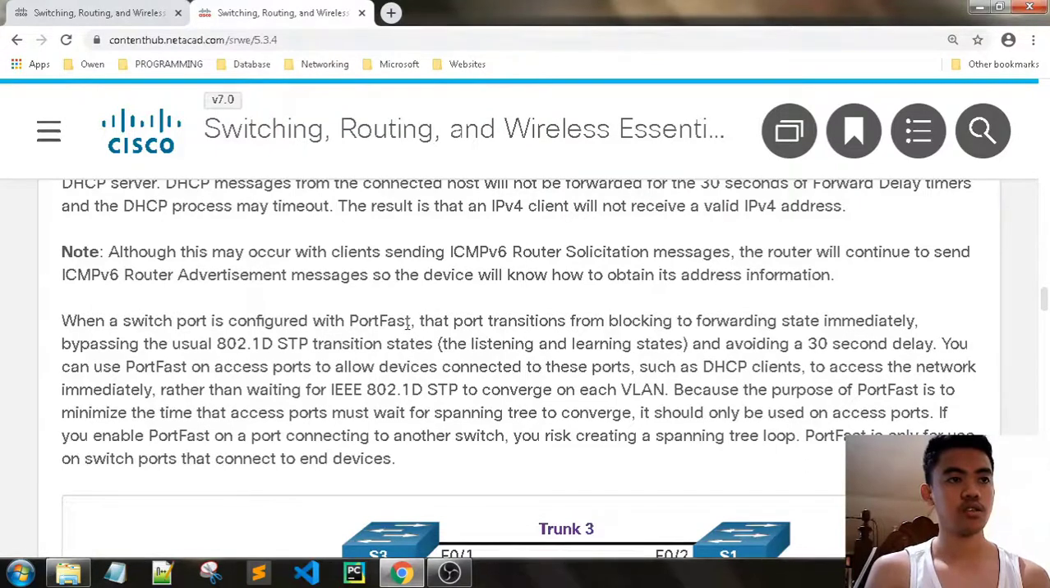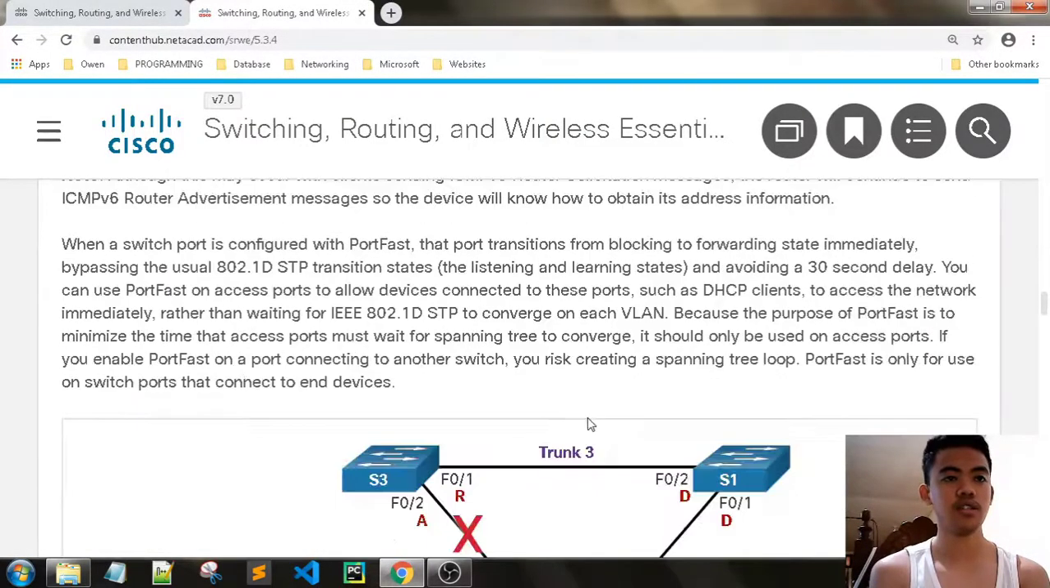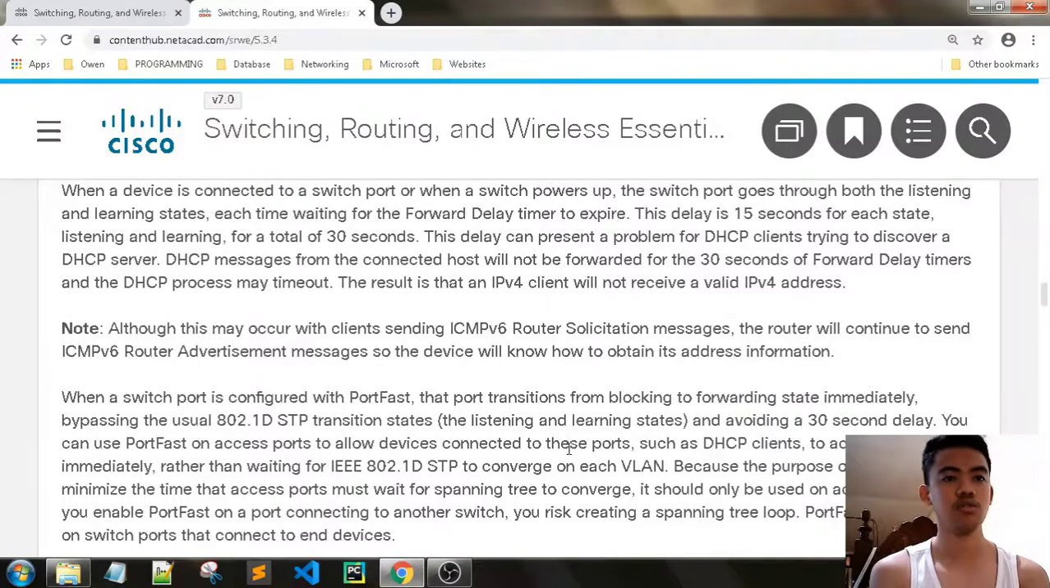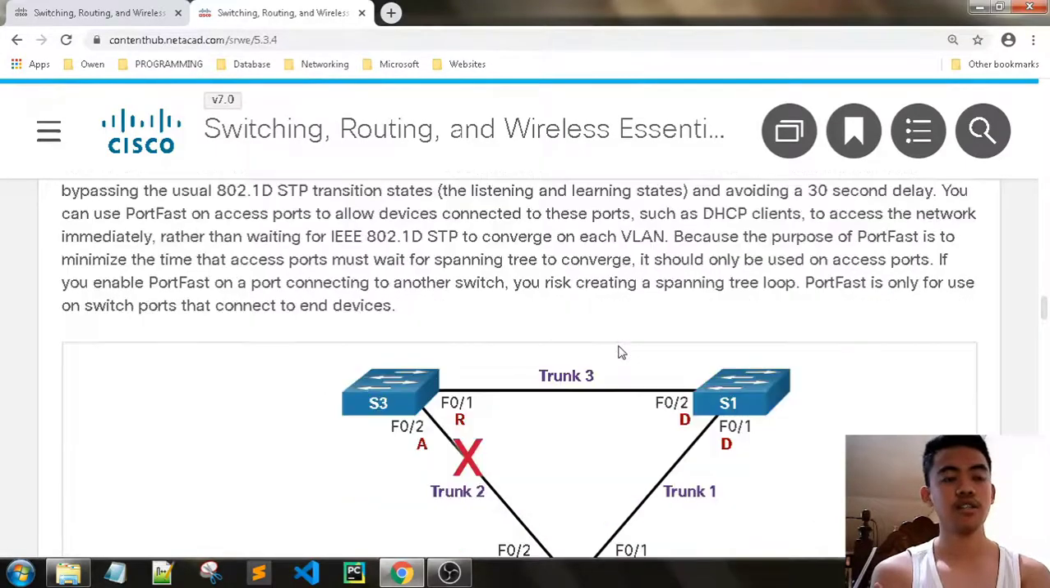So PortFast is used to immediately transition from blocking to forwarding state, bypassing the listening and learning states. It is used mostly for DHCP clients. The listening and learning states have a 30-second delay, so we need to configure PortFast to immediately transition and bypass the listening and learning states.